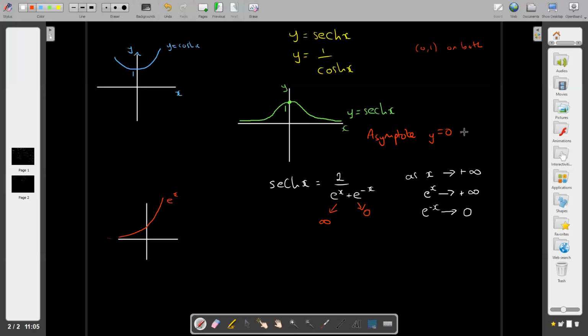Okay. Also, probably want to mention that the domain, the values that you can put in, well, this is valid for all x. We can put any real number, or alternatively, x is a real number. Okay, so we can put any value in and get a sensible answer out. It's not gonna blow up anywhere.